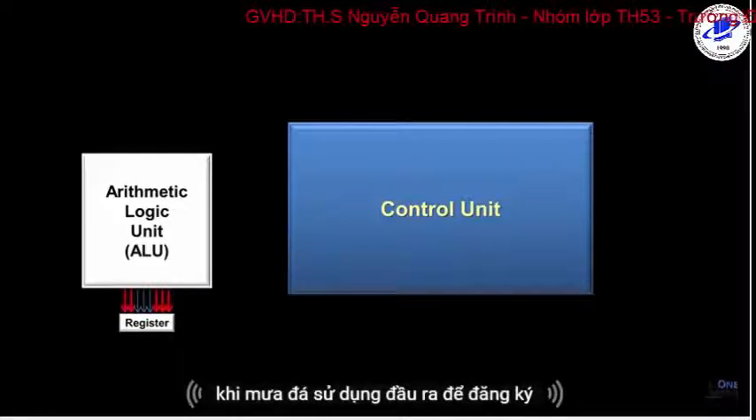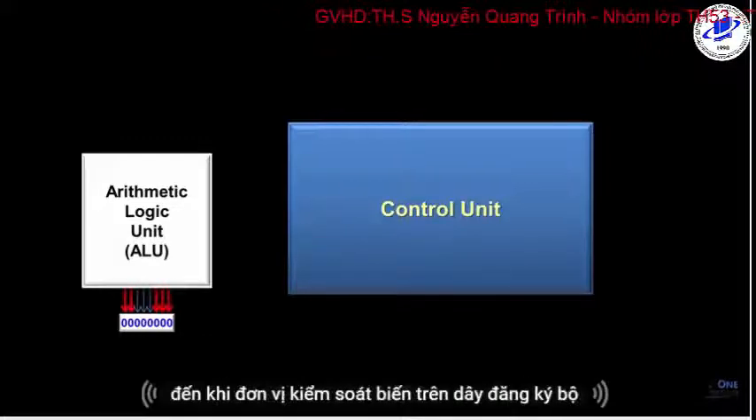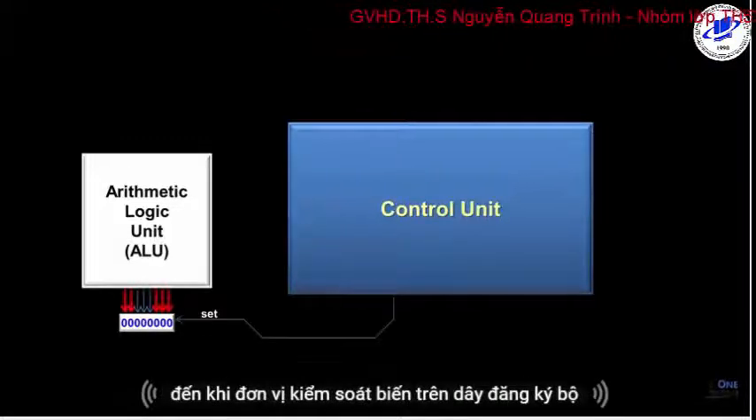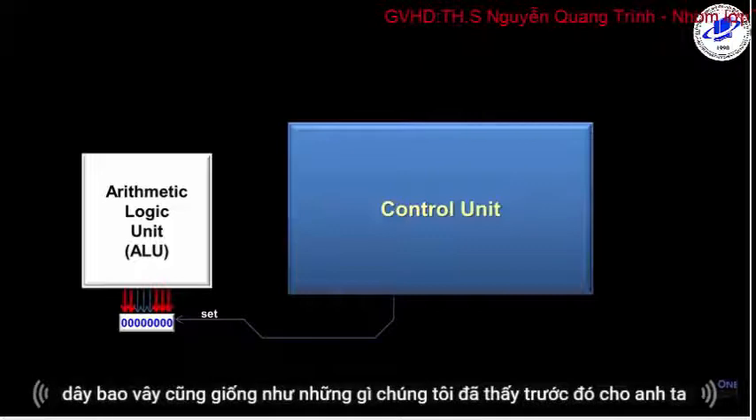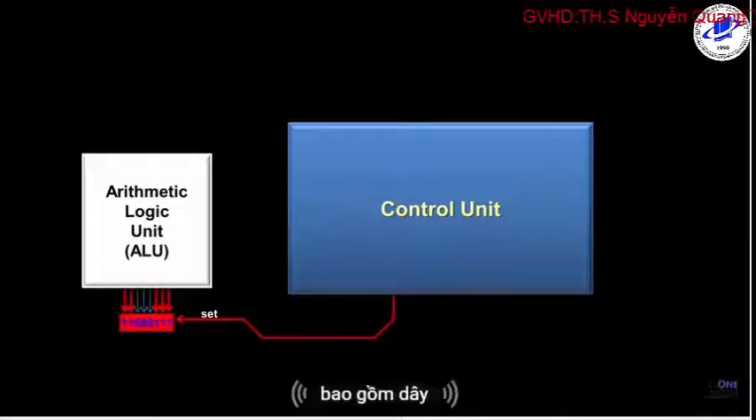When the ALU sends the output to the register, it won't actually be saved until the control unit turns on the register's set wire. The set wire is just like the one we saw earlier for RAM. When the set wire is turned on, the register saves whatever number is on its input wires.